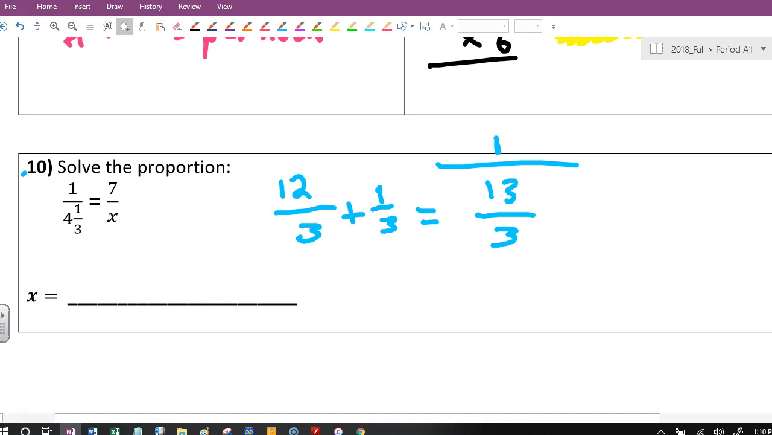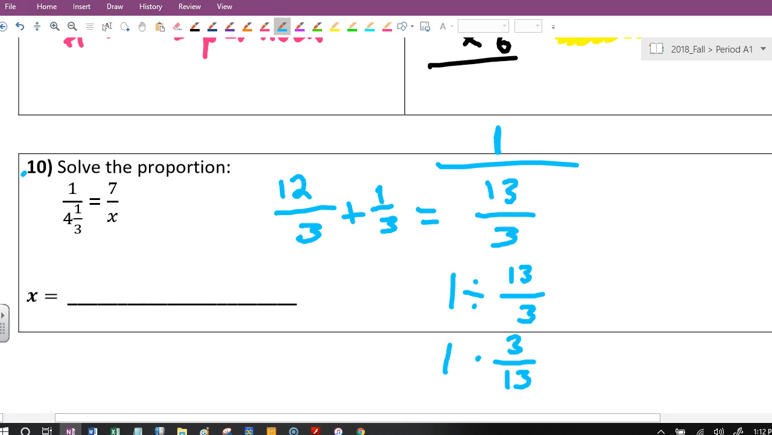What is the division problem? Who can tell me what the division problem is? 1 divided by 13 thirds. Now how do we do this problem? We change it to 1. How do we do division of fractions? You guys know this. Flip it. So 1 times 3 over 13. 3 over 13. Thank you, Lisa.